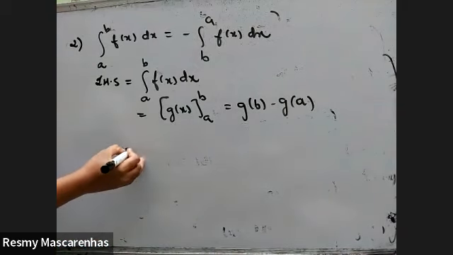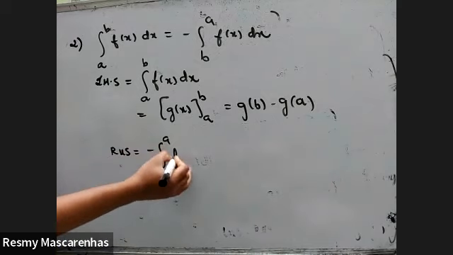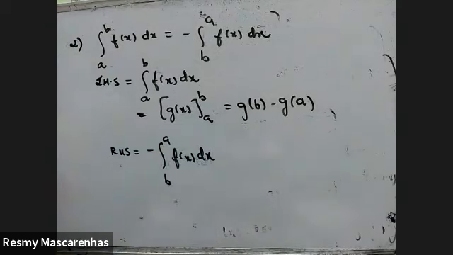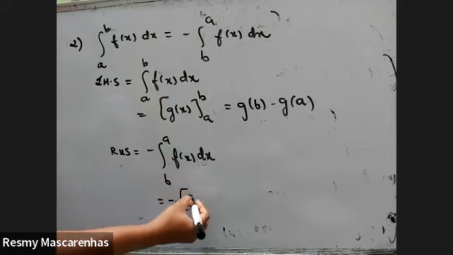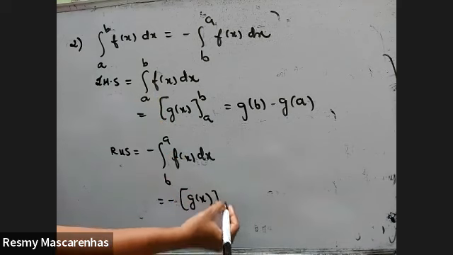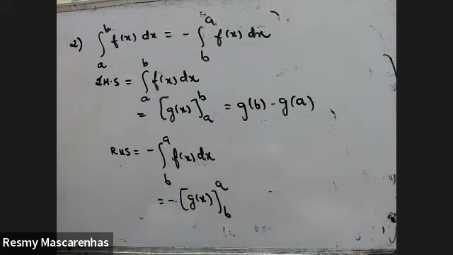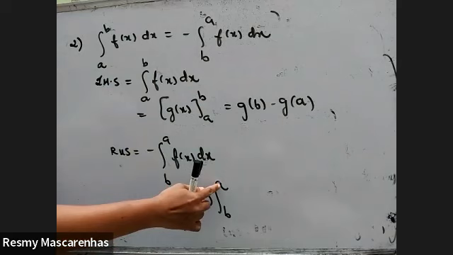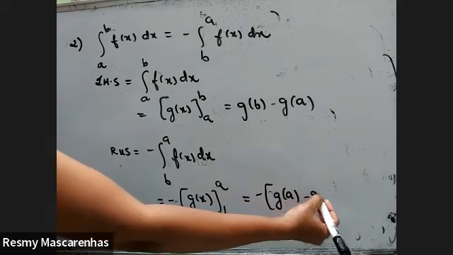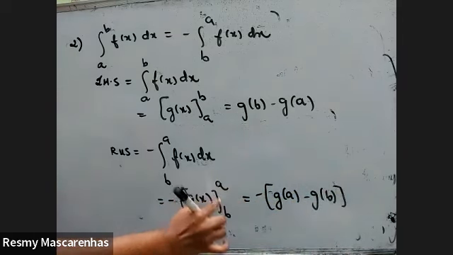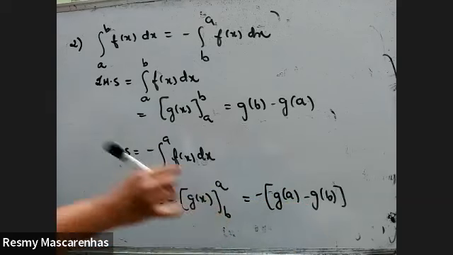Right hand side. Integral from b to a of f of x dx. Now consider this was g of x, b to a. Now higher limit always to be put first, means the upper limit. So it will be minus, g of a minus g of b. A, always the upper limit first, minus the lower limit.